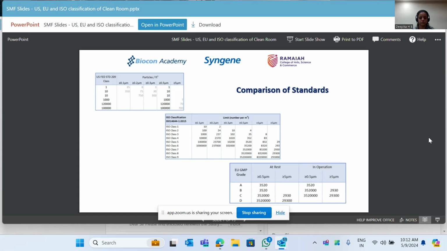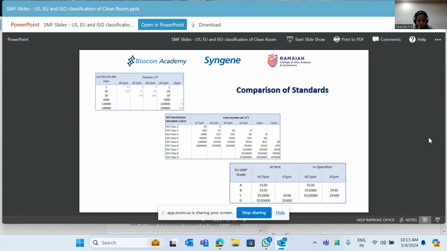Therefore, when we say we have a classification of a clean room, you should be very clear under which standard it is. Normally, by generic usage, it is ISO 14644-1:2015, which we say ISO class 1, 2, 3, 4, 5, 6, 7 based on the particle sizes. And it is limited. For example, class 5 is 1 lakh, which means greater than 0.1 micron is 1 lakh particles per cubic meter of air.